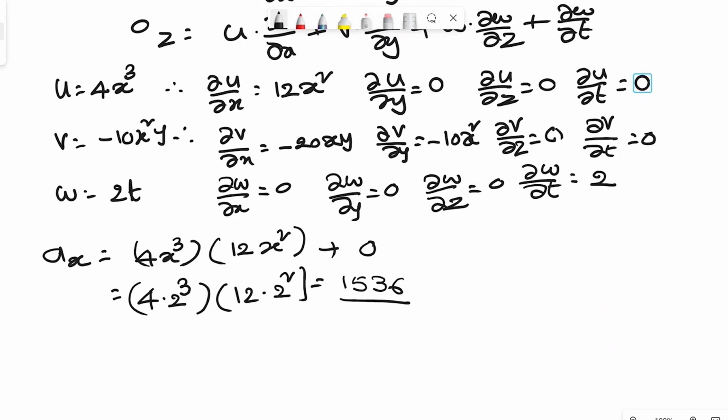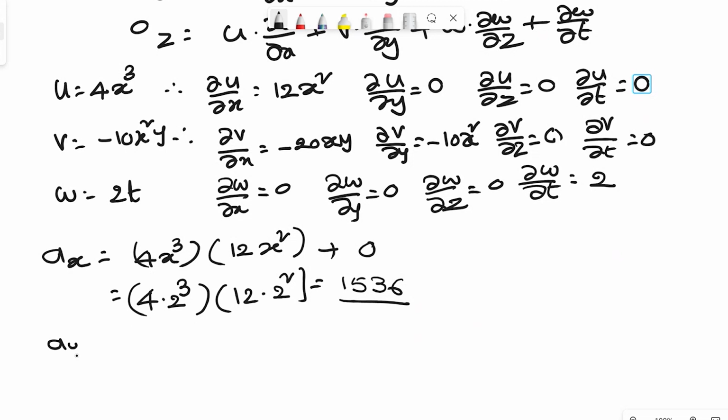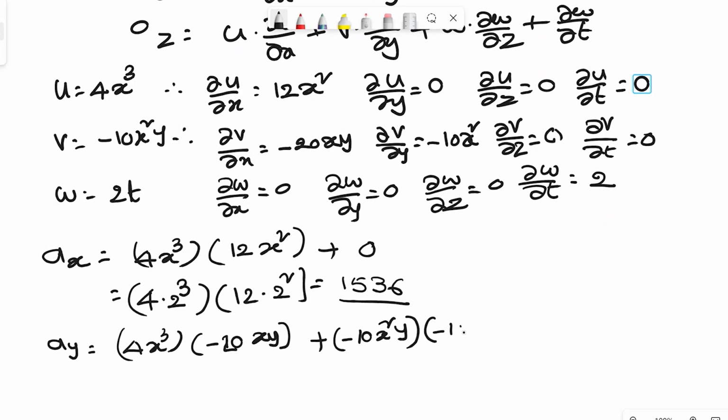Similarly, AY is equal to U into dV by dx, U is 4x cubed, into minus dou V by dou X, which is minus 20xy, plus V into dou V by dou Y, where V is minus 10x square y, and dou V by dou Y is minus 10x square. The other terms are 0.